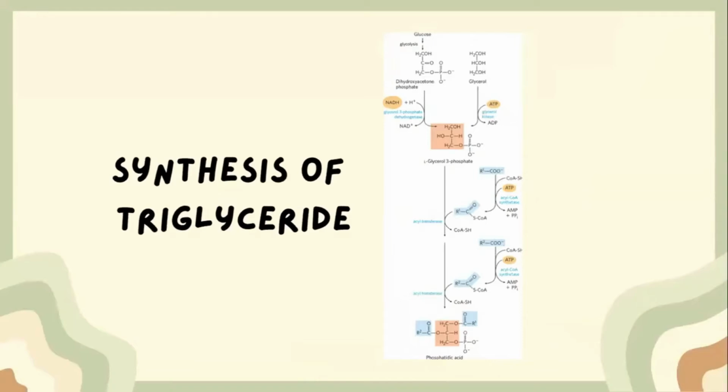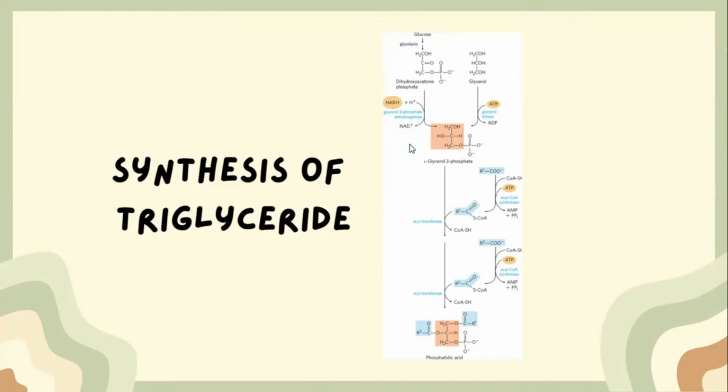So the major building block for the synthesis of triglycerides in tissues other than adipose tissue is glycerol. Adipocytes lack glycerol kinase, therefore dihydroxyacetone phosphate or DHAP, which is produced from glucose during glycolysis, is the precursor for triglyceride synthesis in adipose tissue.